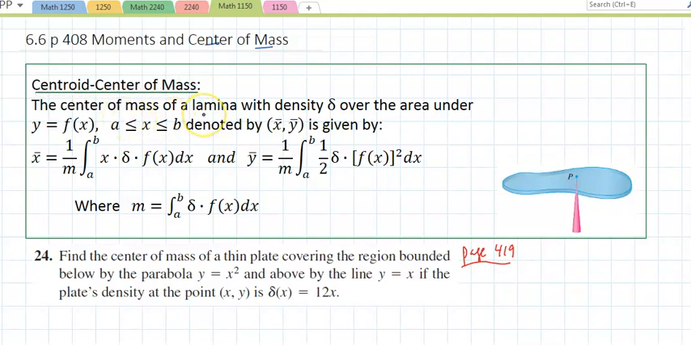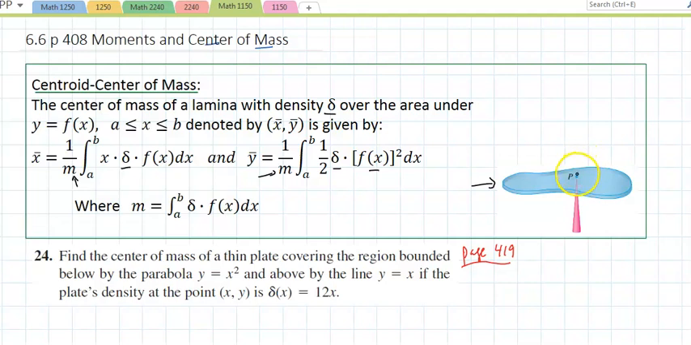The center of mass of a lamina with density delta over the area under the curve y equal f of x, if x is between a and b, denoted by x bar, y bar, is given by x bar equal 1 over m integral from a to b, x times the density times f of x, and y bar is 1 over m integral of 1/2 the density times f of x squared, where m is actually the integral from a to b of delta times f of x dx.